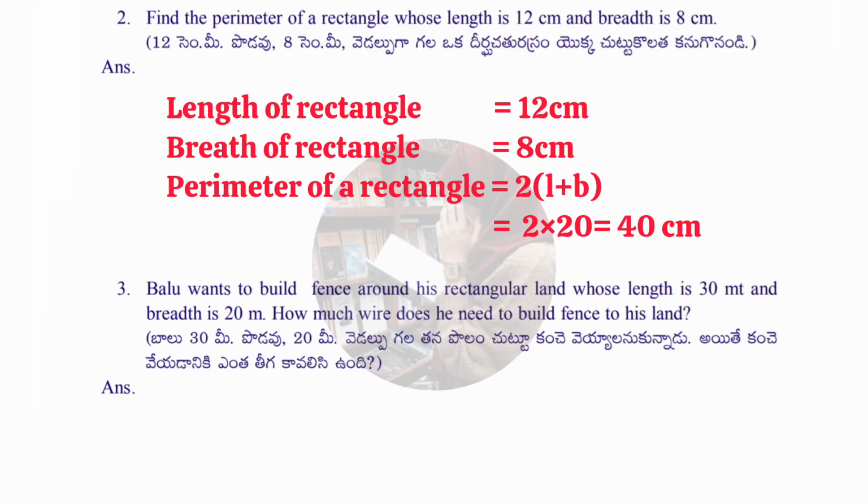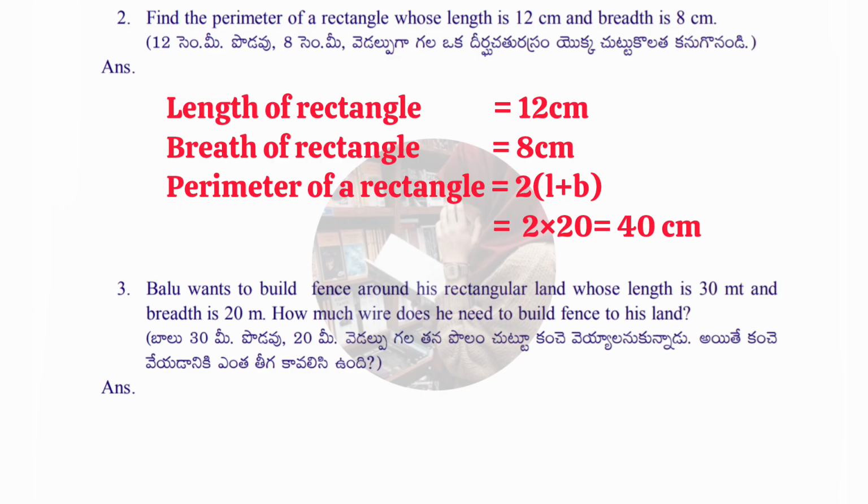So perimeter equal to 2 into (L plus B). L means length, B means breadth. L plus B means we need to add 12 plus 8. So 12 plus 8 is 20. So 2 into 20 equal to 40 centimeters is our answer. Okay guys, 40 centimeters.